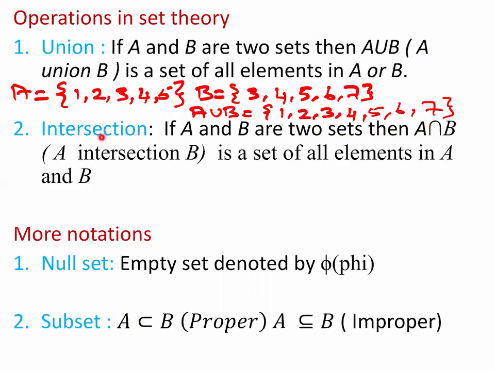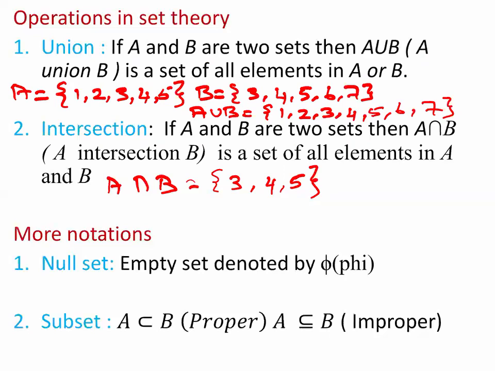The next operation is intersection. If A and B are two sets, then A intersection B is the set of all elements in A and B. So for the same example written above, the common elements in both the sets are 3, 4, and 5. So you write all the elements which are in A as well as in B and list them as one set. So that would be the intersection of two sets.